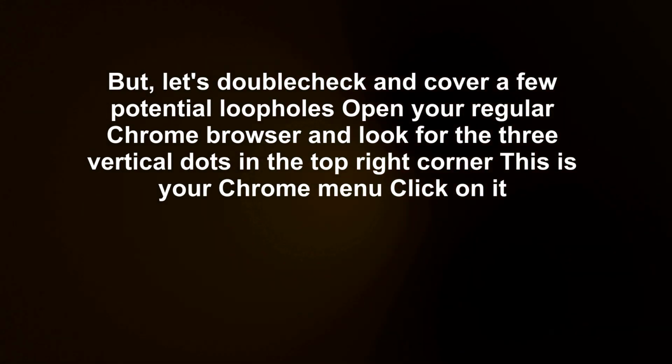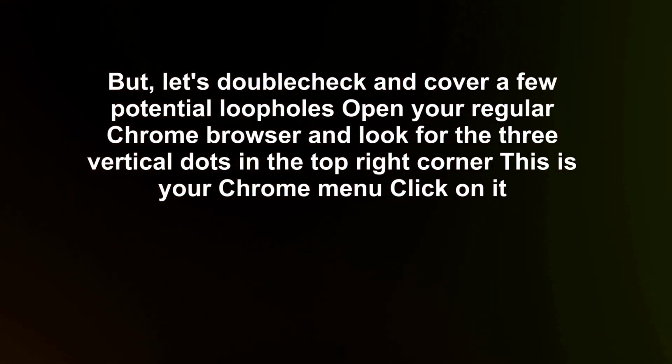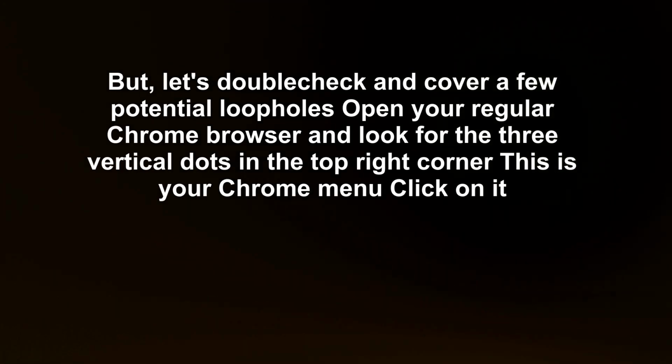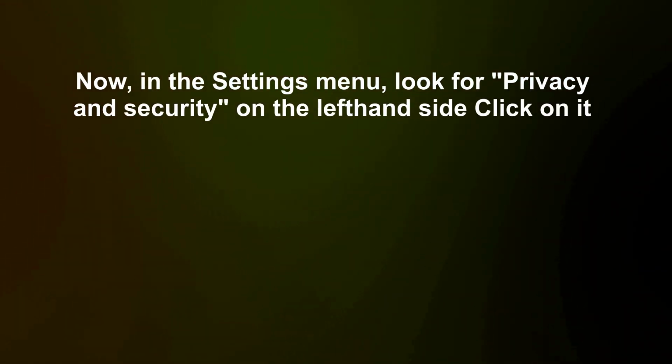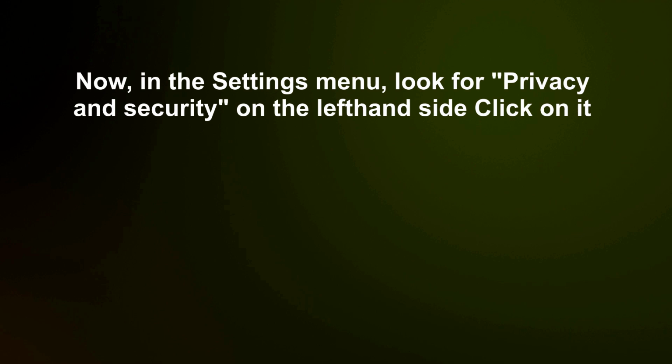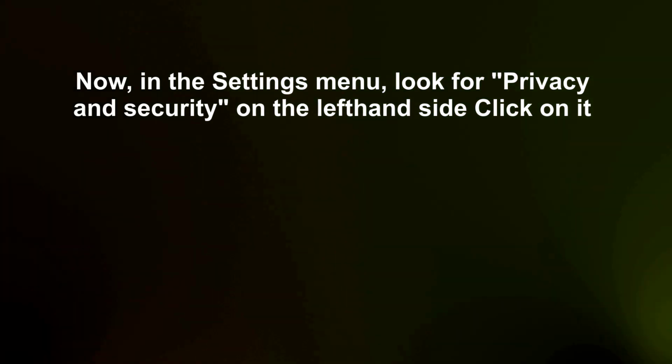Open your regular Chrome browser and look for the 3 vertical dots in the top right corner. This is your Chrome menu. Click on it. From the drop-down menu, select Settings. Now, in the Settings menu, look for Privacy and Security. On the left-hand side, click on it.